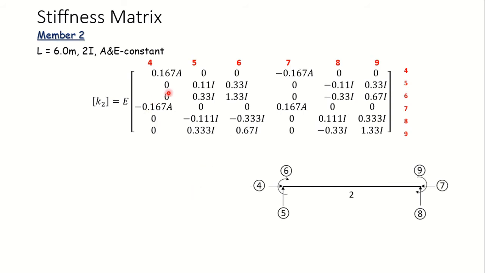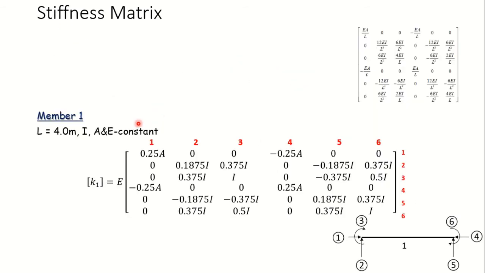Okay, so this gives us the element stiffness matrix for the two elements. Now we have taken care of the coordinates. The first element has coordinates 1 to 6. Coordinate 1 corresponds to axial deformation, 2 to translation at joint 1, 3 to rotation at joint 1. Similarly, 4 corresponds to axial deformation at joint 2, 5 to translation at joint 2, 6 to rotation at joint 2. These numbers in red indicate the coordinates in member number 1.